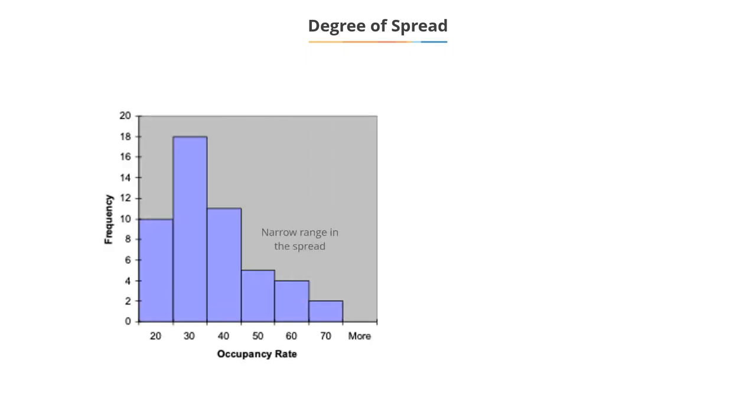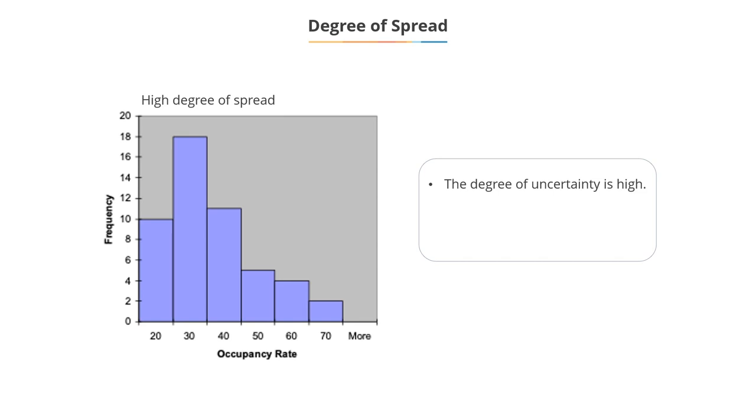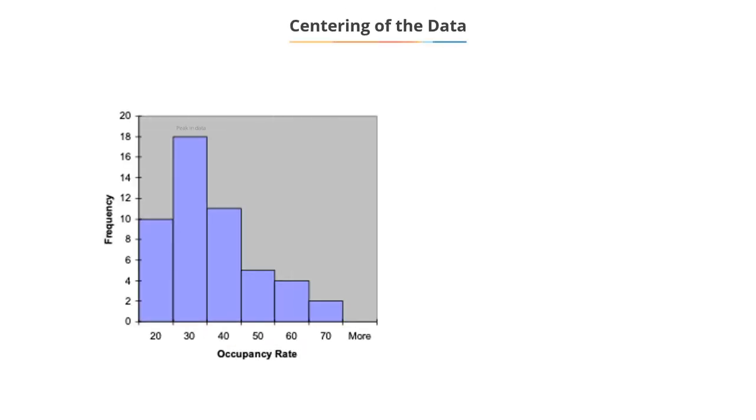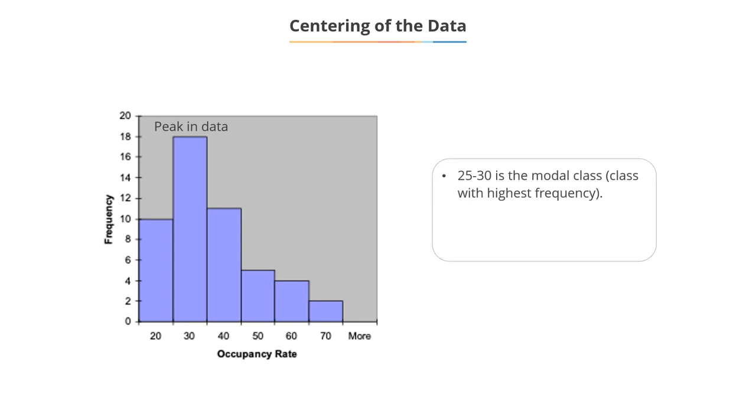Degree of spread. A narrow range in the spread indicates a low level of uncertainty in the occupancy rate. In contrast, a high degree of spread implies a high degree of uncertainty. Consequently, the demand for related services will also be uncertain. Centering of the data. The data tends to peak in the range 25 to 30. It is the modal class or the class with highest frequency. Relatively, room occupancy will be in this range more often.